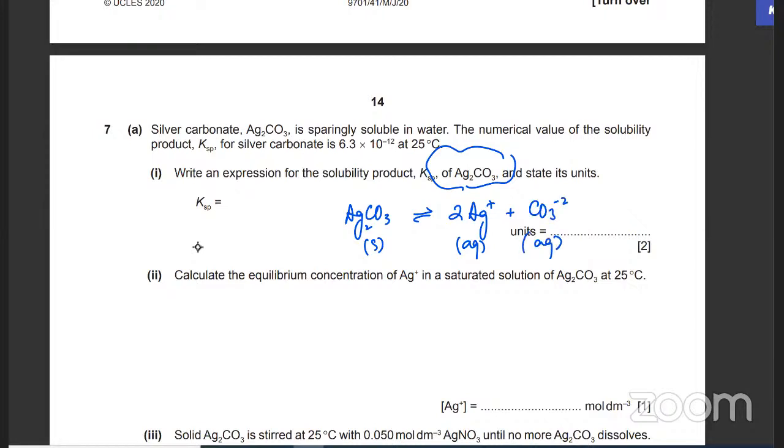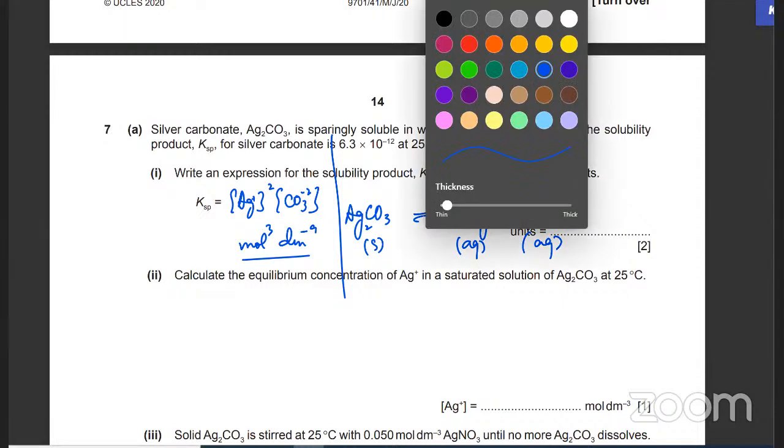Because solid is 1, its concentration is taken as 1. So product over reactants, the reactant is a solid. So it's going to be silver ion squared and carbonate ion would be power 1. Units would be concentration squared into concentration. So that's going to be mole cubed dm to the minus 9. That's going to be my unit. We have to find the equilibrium concentration of silver ions at 25.